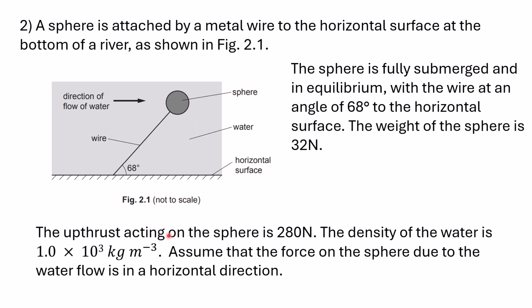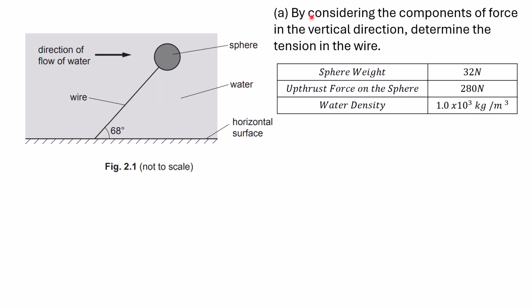The upthrust acting on the sphere is 280 newtons, and the density of the water is 1 times 10 to the 3 kilograms per cubic meter. Assume that the force on the sphere due to the water flow is in a horizontal direction, acting this way. By considering the components of force in the vertical direction, determine the tension in the wire.